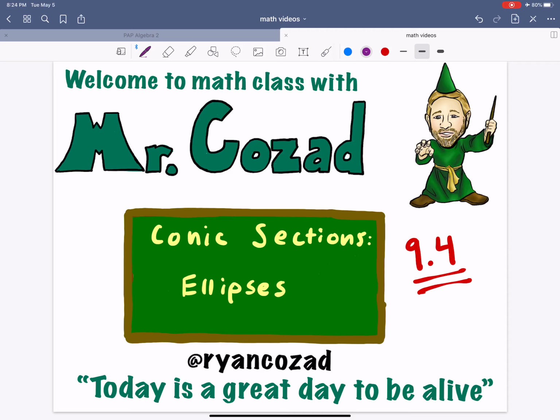So our topic for today is, this is an Algebra 2 lesson on conic sections, and we are going to be looking at ellipses, okay? Ellipses. All right, so all you need to know, if you're my student, this is section 9.4 in our textbook. All you need for this lesson is something to write with and something to write on, and we're ready to jump right in and have some fun. So here we go. Ellipses, here we come.